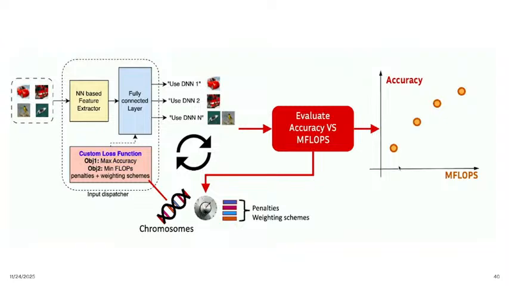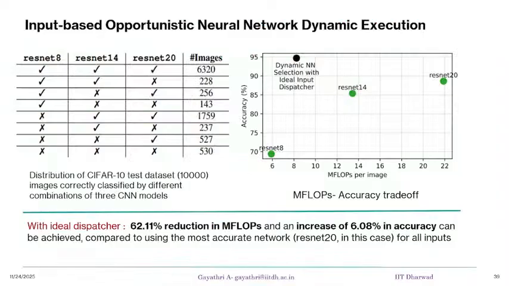When I say minimization of compute flops, ResNet 8 takes only 6 flops per image, whereas ResNet 20 takes around 22 flops per image. So if, out of 63% of images, I correctly give them to ResNet 8, because it is able to correctly identify them, only the remaining 5% I need to use properly. This is the role of the dispatcher. If I'm able to do this, I will save around 60% in the mflops, compared to using ResNet 20 for all the images. That is the thing our dispatcher is trying to do.